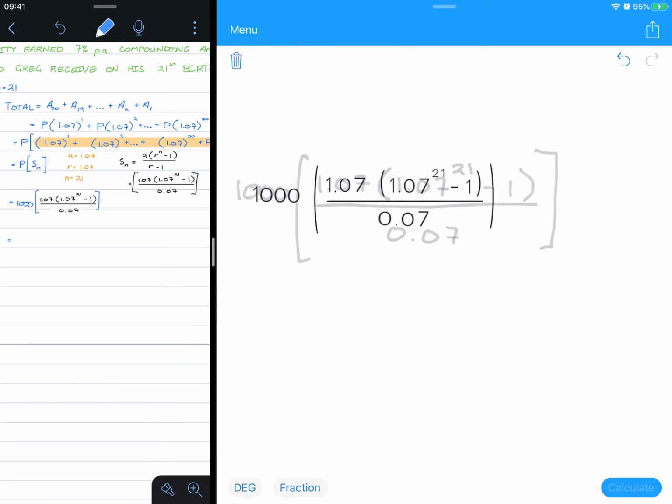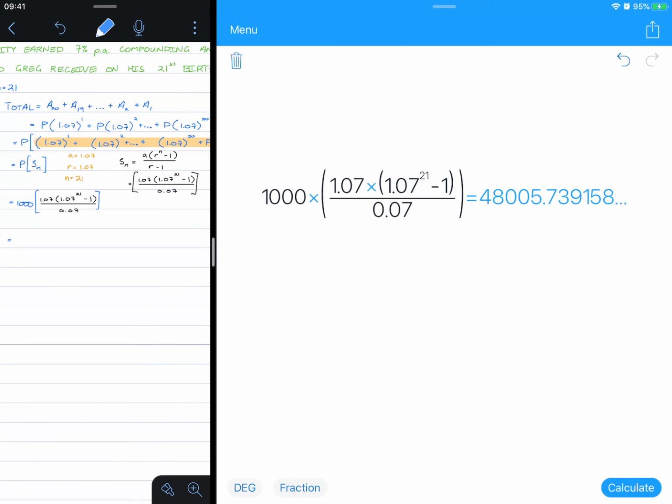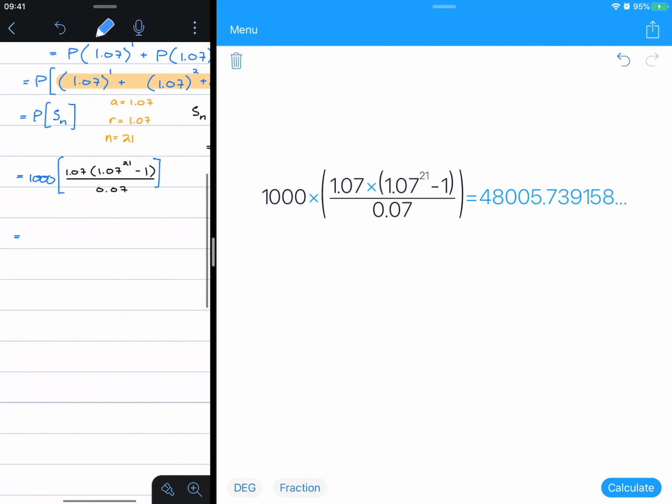Hopefully this calculator evaluates it correctly. There we go. And this equals 48,000. And rounding to the nearest whole number, $6.